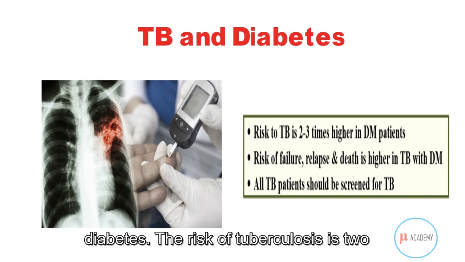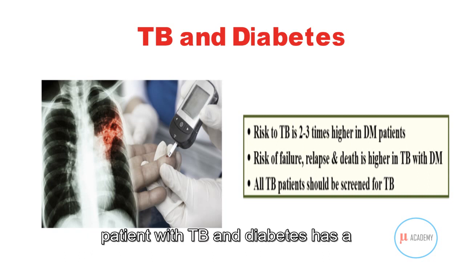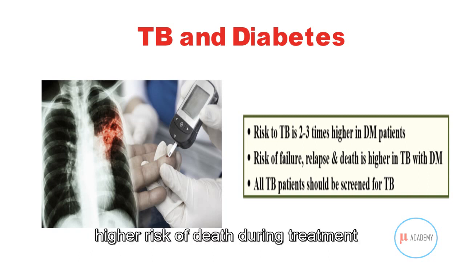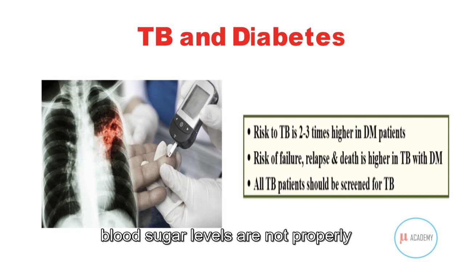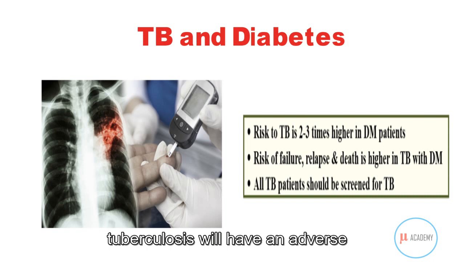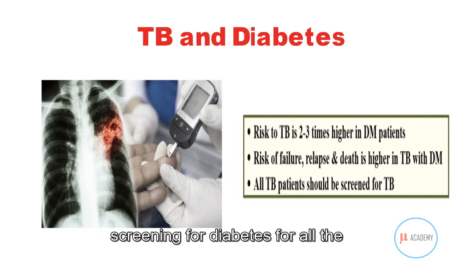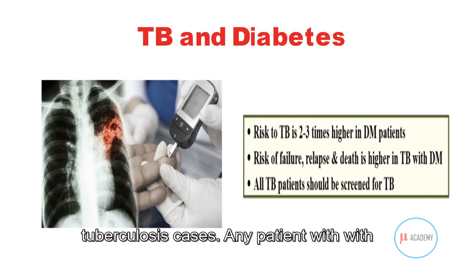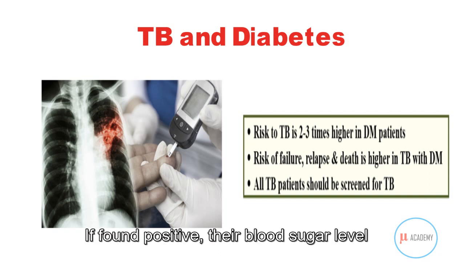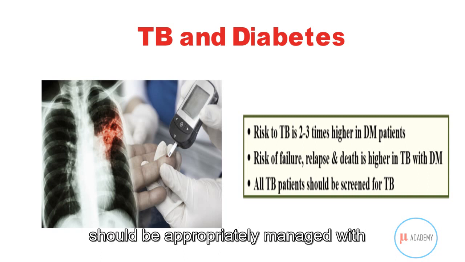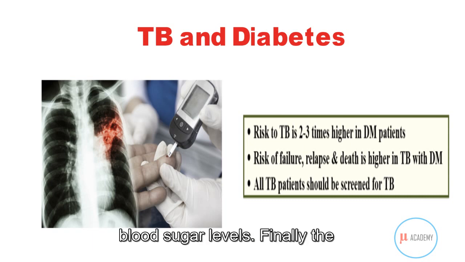The risk of tuberculosis is 2 to 3 times higher in diabetes patients than non-diabetes patients, and patients with TB and diabetes have a high risk of death during treatment and also relapse after treatment. If the blood sugar levels are not properly controlled, the treatment for tuberculosis will have an adverse outcome. These are the reasons why we have screening for diabetes for all the tuberculosis cases. So any patient with tuberculosis should be screened for diabetes mellitus. If found positive, their blood sugar levels should be appropriately managed with medications. And after that, all these patients should have regular checkup of blood sugar levels.